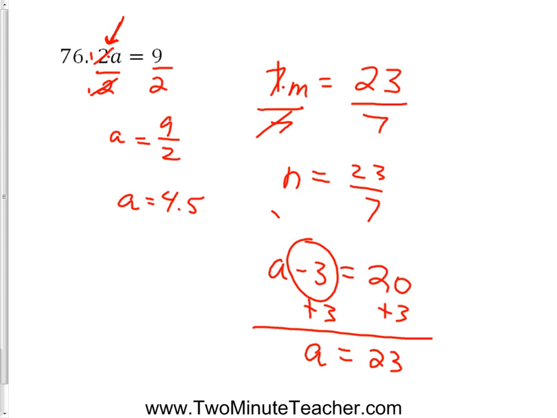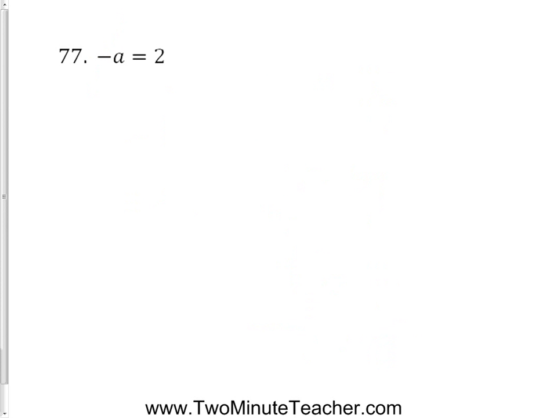Okay, so do the opposite of whatever's been done to the variable. Here the variable was times by 2, so we divide it by 2. Here the variable has had 3 subtracted from it, so we add 3 to undo that. All right, moving on to the next kind.